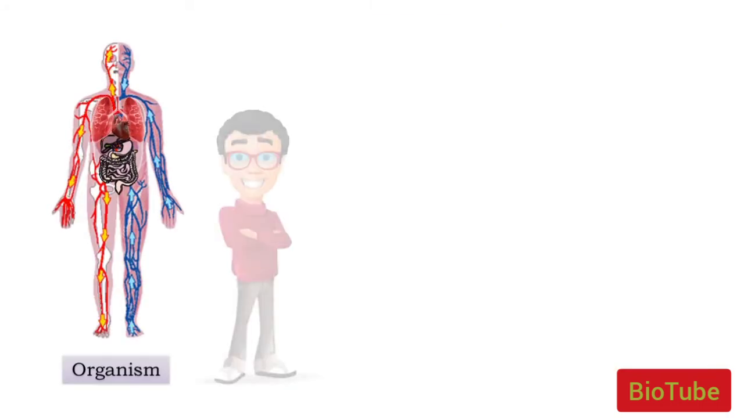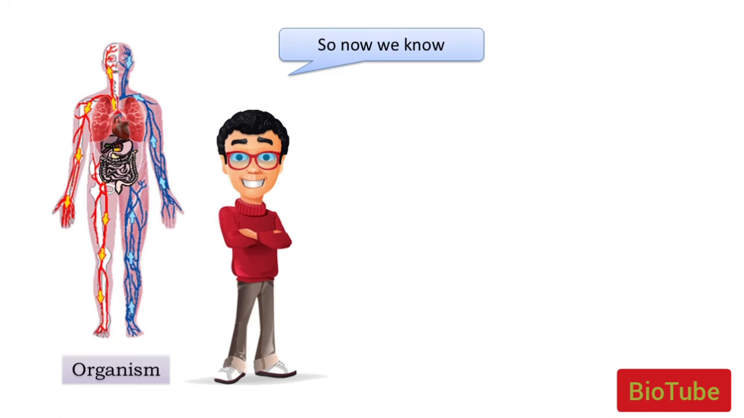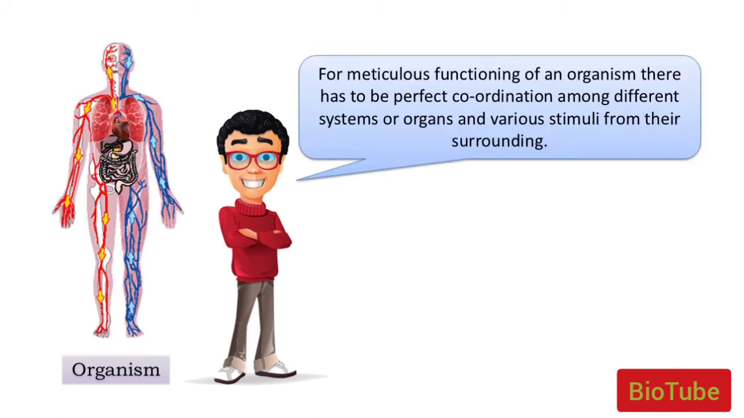So now we know that organisms have proper control and coordination. For perfect functioning of an organism, there has to be perfect coordination amongst different systems or organs and various stimuli from their surroundings. It's very important that there should be proper coordination between our systems and organs, and the signals, that is the stimuli, have to be sent properly and correctly from the surroundings.